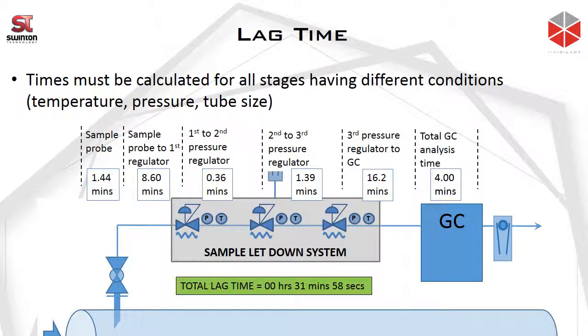minutes and 58 seconds. So going back to my previous comment, which is the lag time should really be as short as possible. In this case, you can see that the GC analysis time is 4 minutes. And so this isn't really ideal, because the GC will not be getting a fresh sample every time.